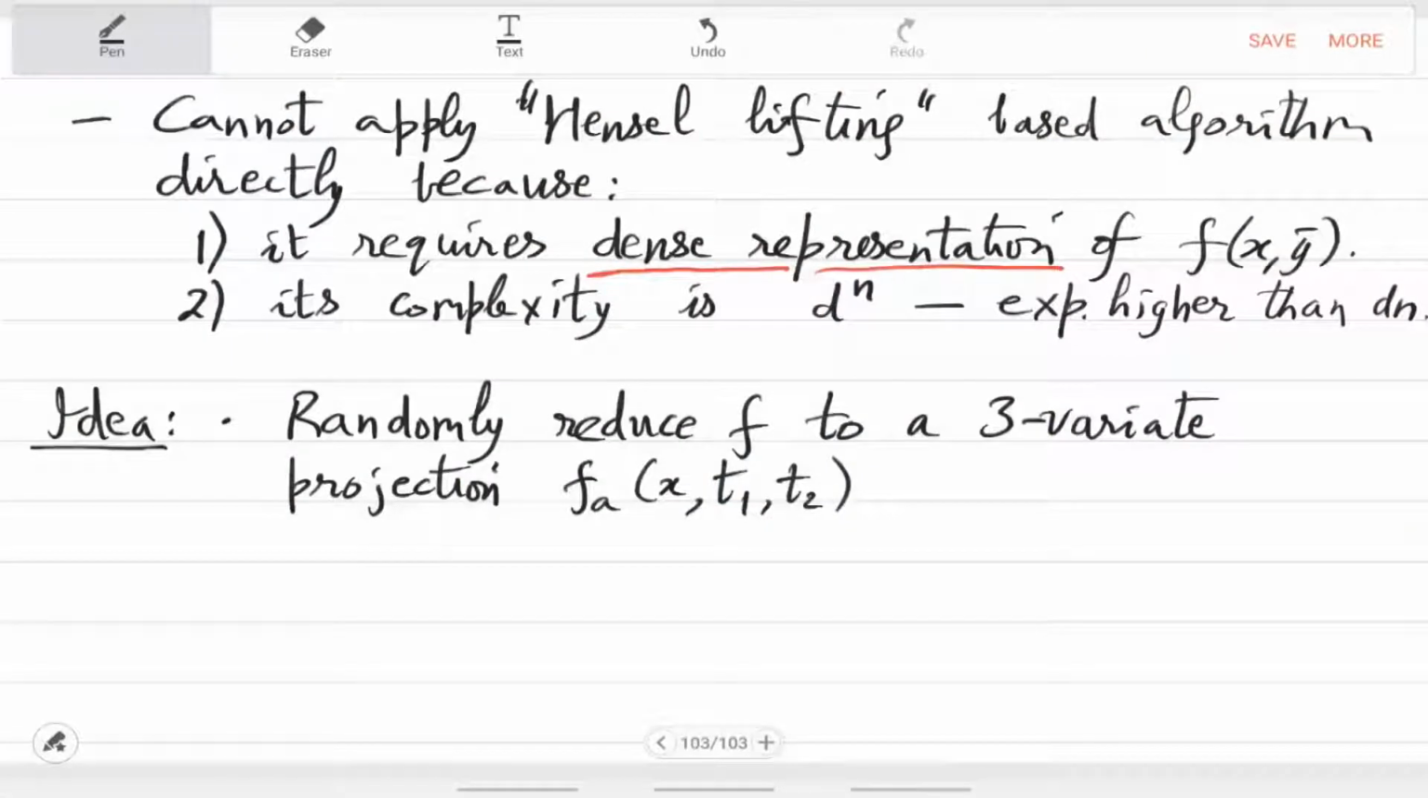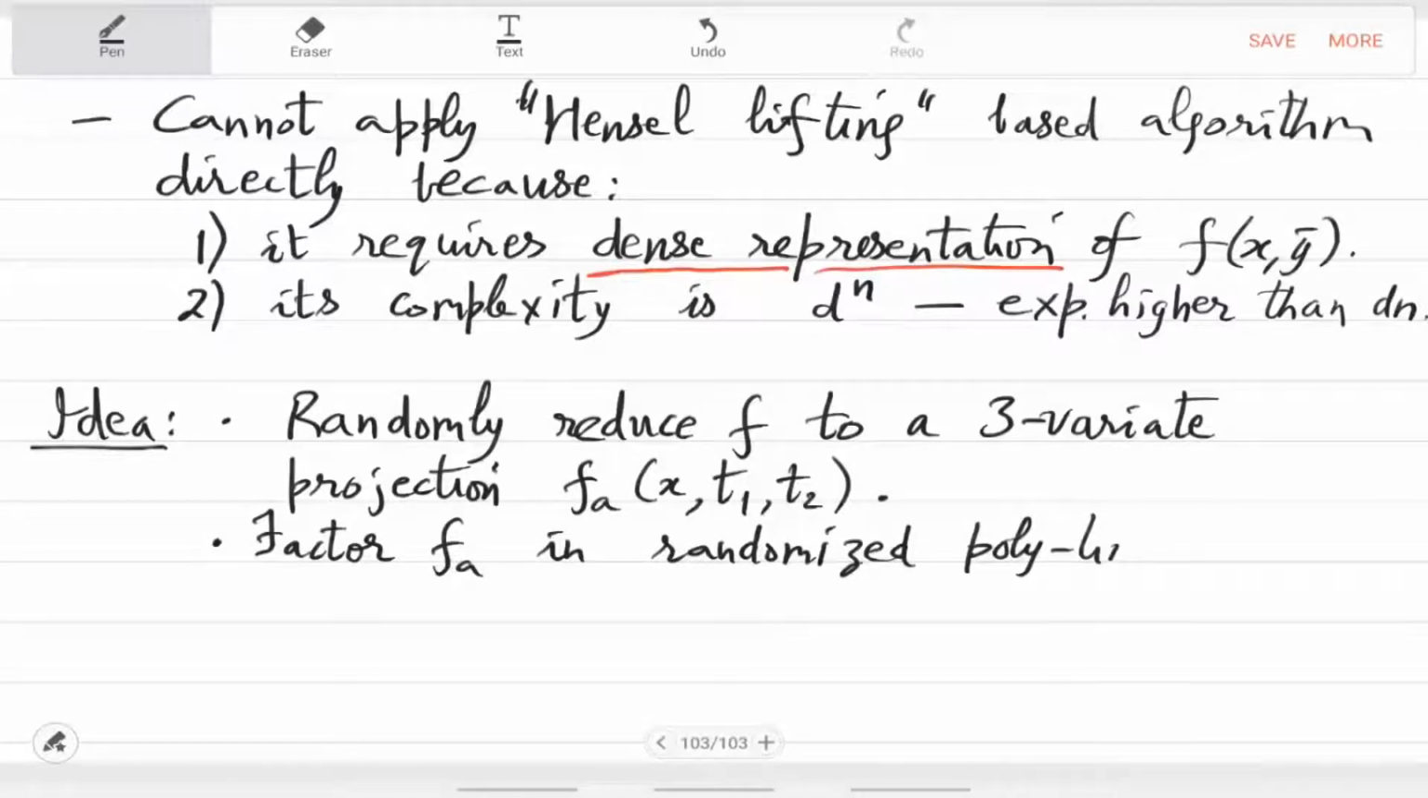Okay. So geometrically you are projecting this higher dimensional thing into, let's say, a plane. Okay, each of the coordinates you are projecting on a plane or a slightly bigger dimensional flat. So you project the points there. Okay, so let me postpone the details of how the projection is done. Then factor FA in randomized polynomial time. And from these trivariate factors, try to learn the black boxes for the actual factors.